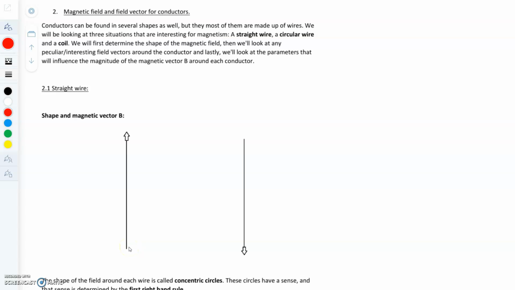Welcome to this video about the magnetic field that will be shown when you have a single circular wire or a coil. Now, in order to understand what is going on, we first have to quickly recap what happened in our previous chapter when we were studying the magnetic field and the field vectors for conductors, and we started off with a straight wire.